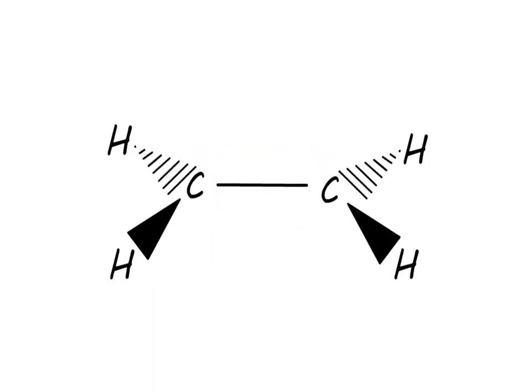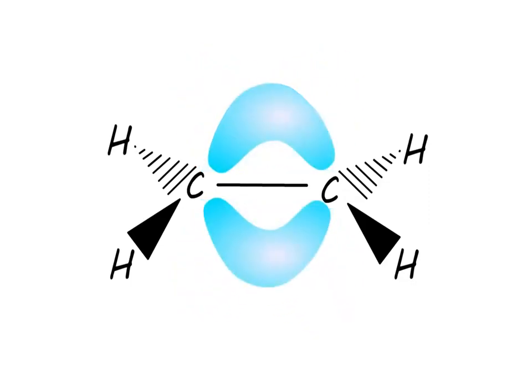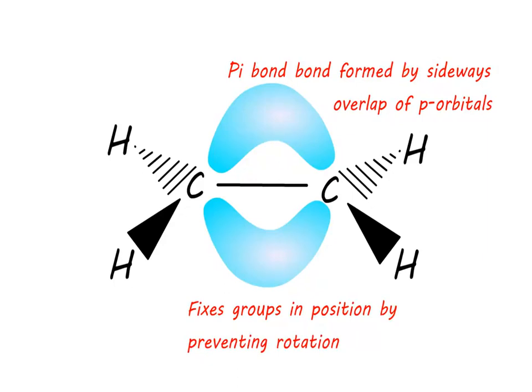One of the bonds is formed by direct overlap of orbitals to make a sigma bond. This bond is equivalent to a single carbon-carbon bond. The second bond is formed by sideways overlap of p orbitals above and below the plane of the molecule. This forms the pi bond. The pi bond, because it is formed above and below the plane of the molecule, fixes the groups on each carbon atom in place and prevents rotation. The pi bond is weaker than the sigma bond, and this makes alkenes more reactive than alkanes.